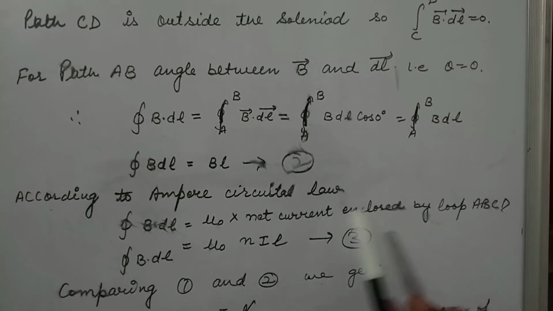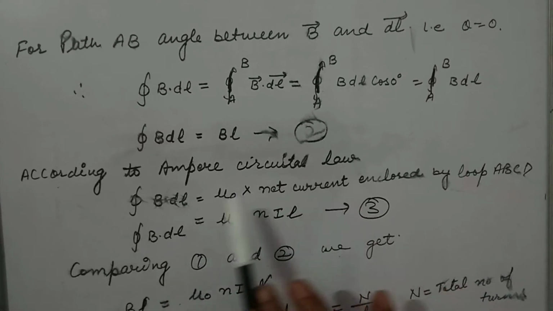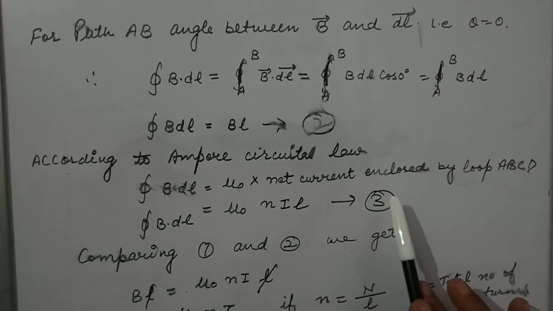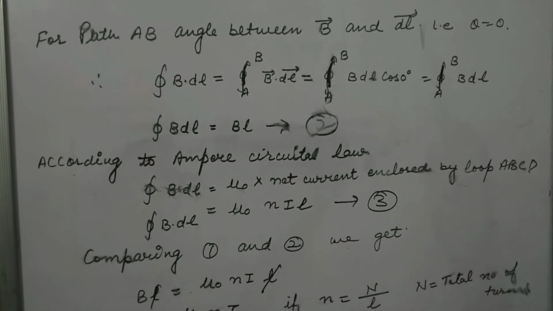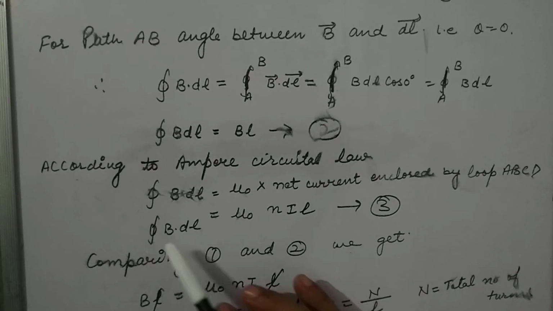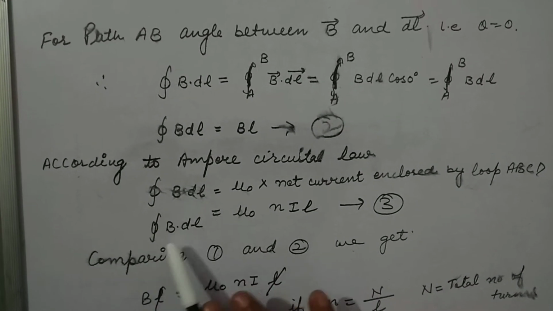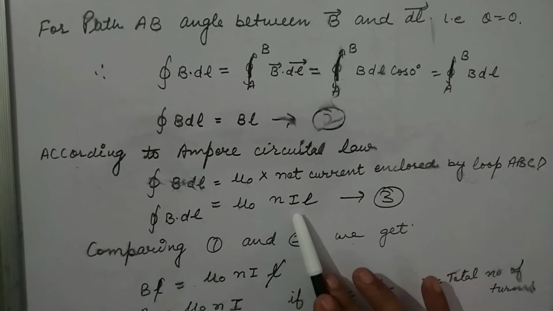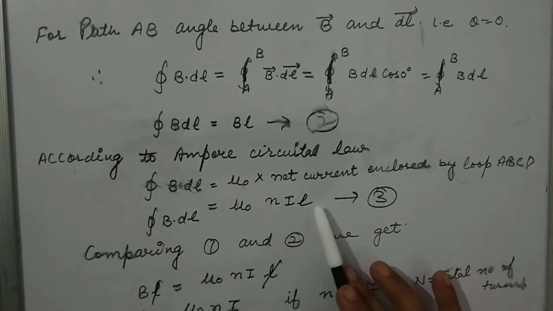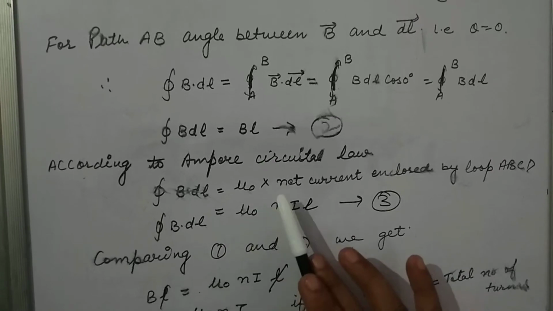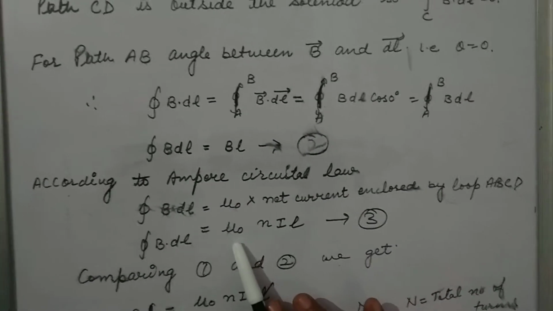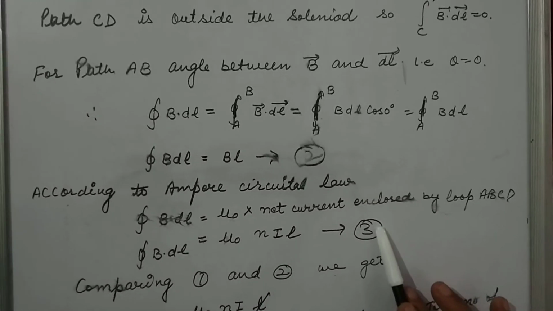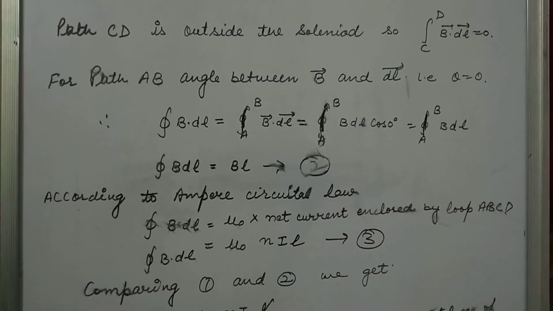Now, according to Ampere's circuital law, the closed integral of B dot dl is equal to mu naught times the net current enclosed by the loop, that is the loop ABCD. If n is the number of turns and I is the current flowing through the solenoid of length L, then the net current enclosed is n into I. Therefore the closed integral of B dot dl is mu naught times n I L. Put this as equation 3, and now compare equation 2 and equation 3.